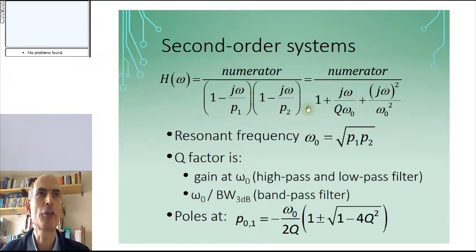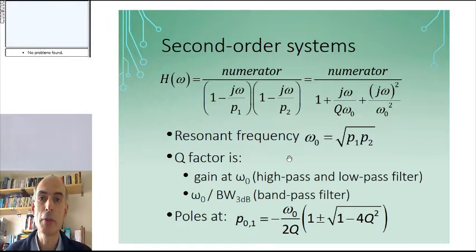we usually characterise them in terms of a resonant frequency, omega naught, and a Q factor, Q. The resonant frequency is the geometric mean of the poles. The Q factor is, for a high-pass filter or a low-pass filter, the amplitude gain at the resonant frequency, and for a band-pass filter, it's the resonant frequency divided by the 3 dB bandwidth. At least this is true when the high-pass filter and the band-pass filter have their zeros at 0 Hz.